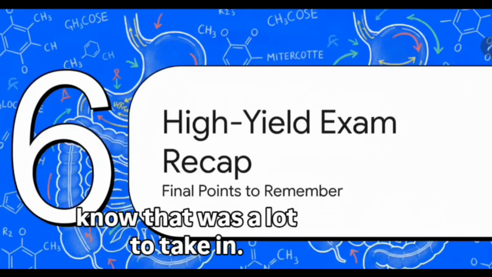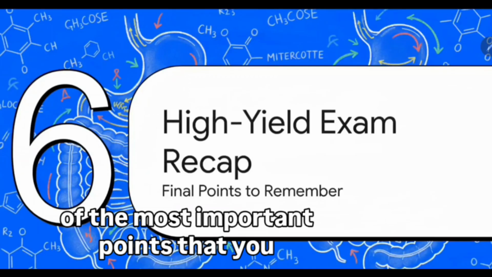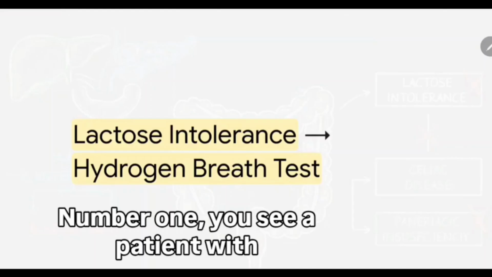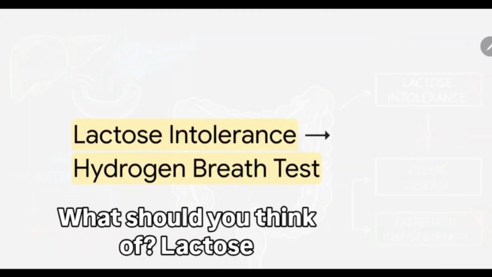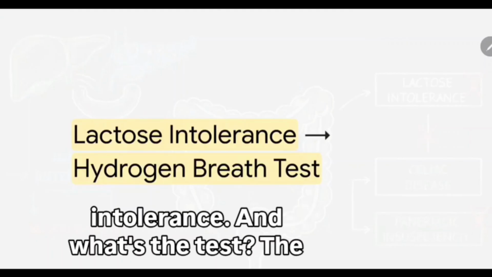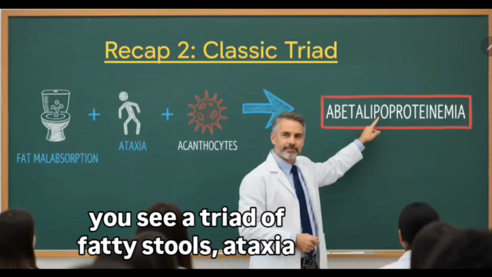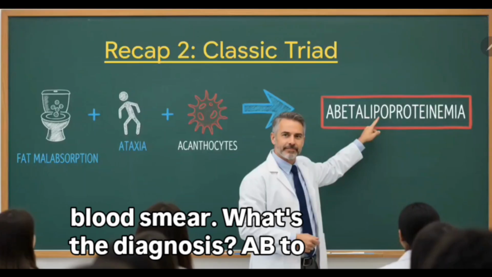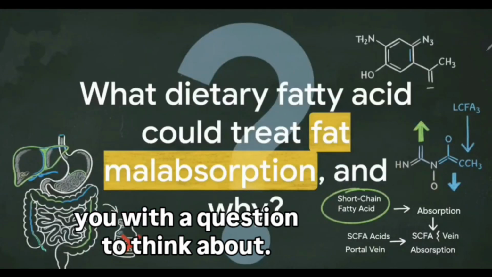Whew, I know that was a lot to take in. So let's do a quick rapid-fire recap of the most important points that you absolutely must remember for your exams. Number 1. You see a patient with bloating and diarrhea after having milk. What should you think of? Lactose intolerance. And what's the test? The hydrogen breath test. Simple. Number 2. You see a triad of fatty stools, ataxia, and acanthocytes, those spur cells on a blood smear. What's the diagnosis? A-beta-lipoproteinemia. Lock that in.